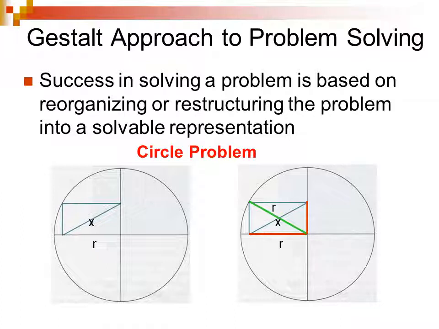To reiterate, we solved the circle problem by restructuring the problem to view the shape as a rectangle and not a triangle, and by doing so we can see that x equals r. And this is how the Gestalt perspective conceptualizes problem solving by restructuring the problem into a solvable representation.